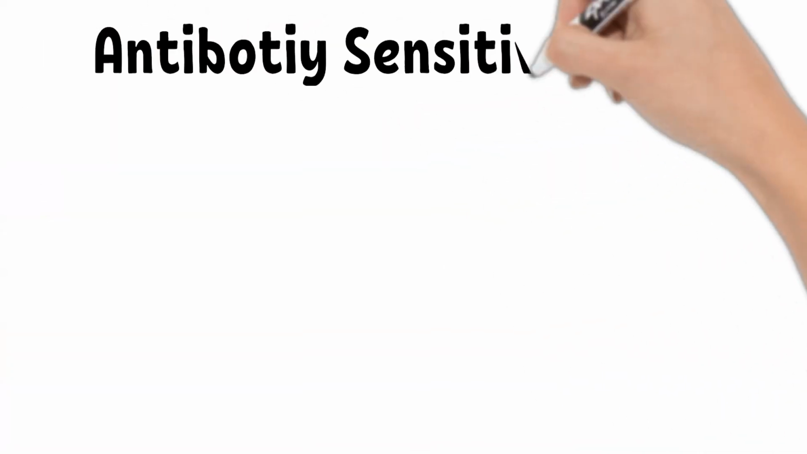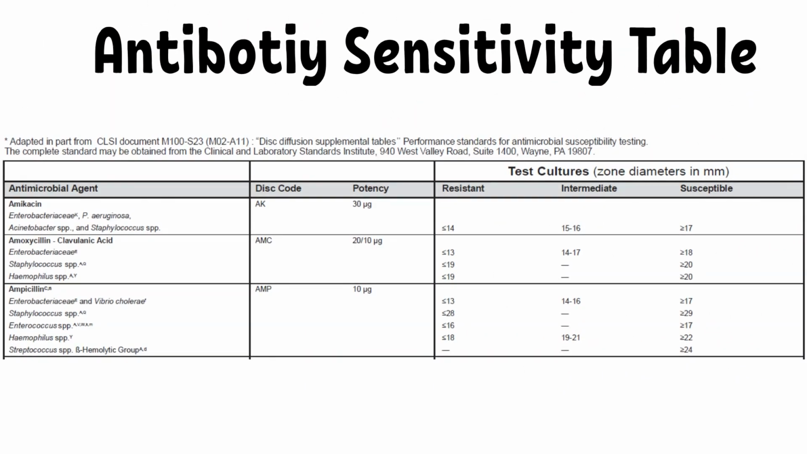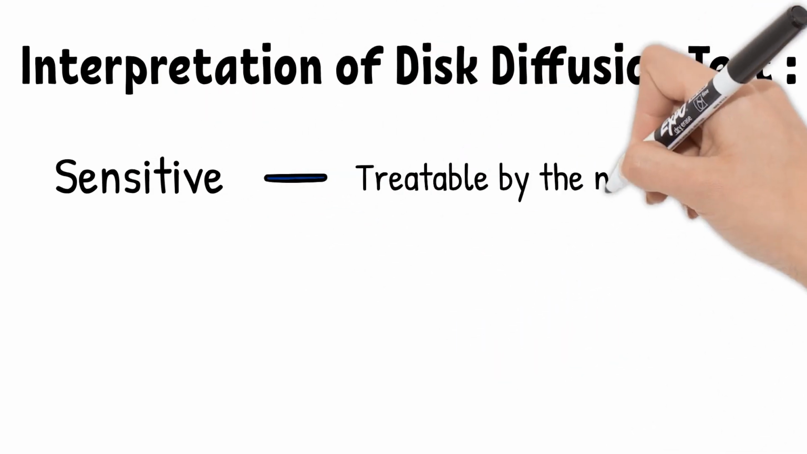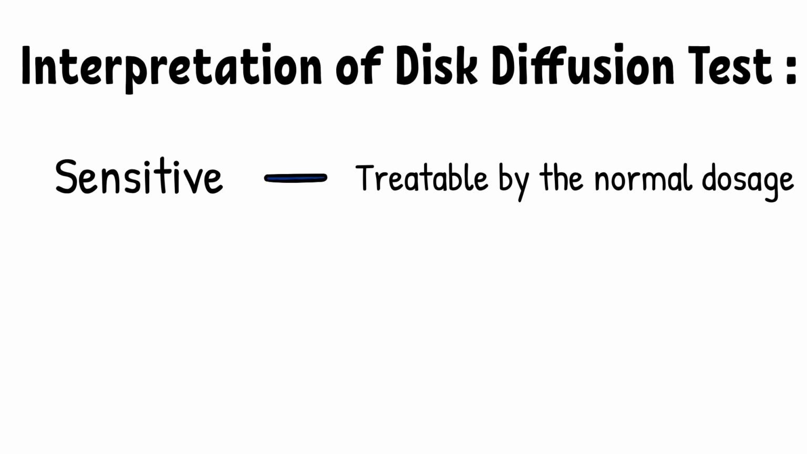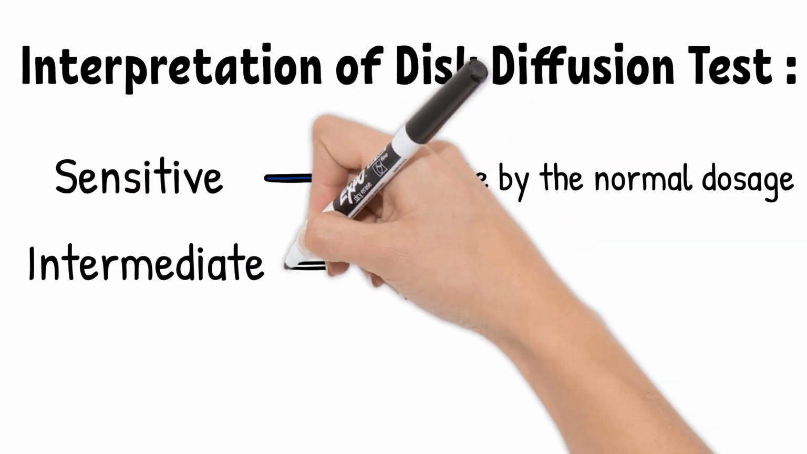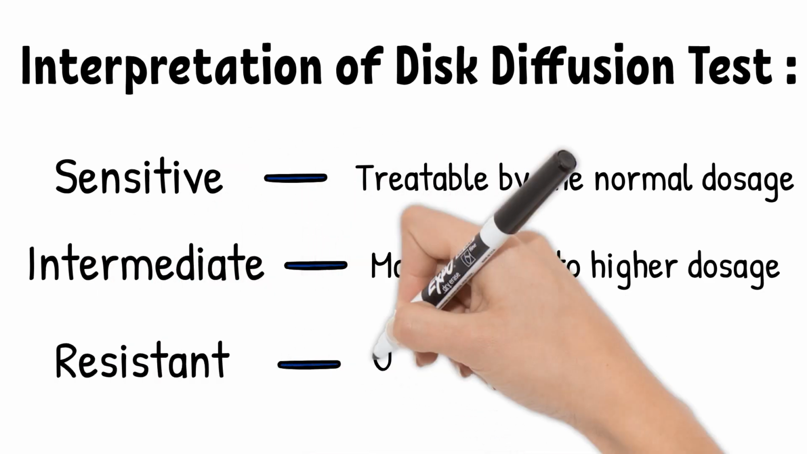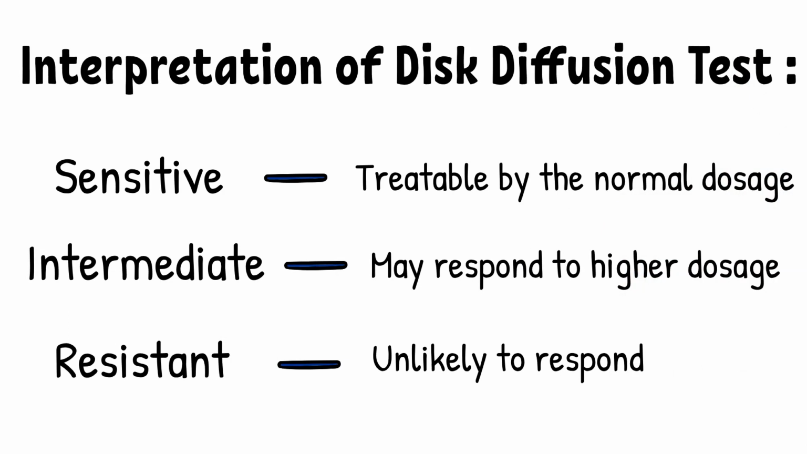Here is an example of the table from CLSI. Interpretations of this diffusion test. Susceptible means the infection is treatable by the normal doses of the antibiotic. Intermediate means infections may respond to a higher dosage. Resistant means unlikely to respond to usual doses of the antibiotic.